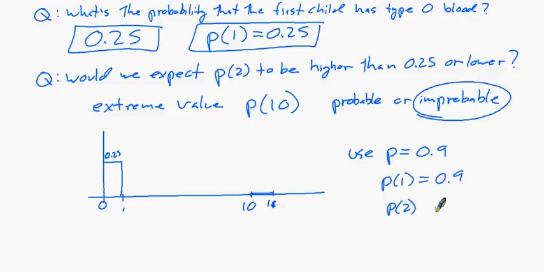The probability of waiting until the second child is going to be less than 0.9. It should have already happened in the first one. In a way, it's similar, it's just an extreme value. Here we have an extreme X, and here we have an extreme probability of success. And it really clarifies what's happening. Every step of the way, it gets less and less probable.